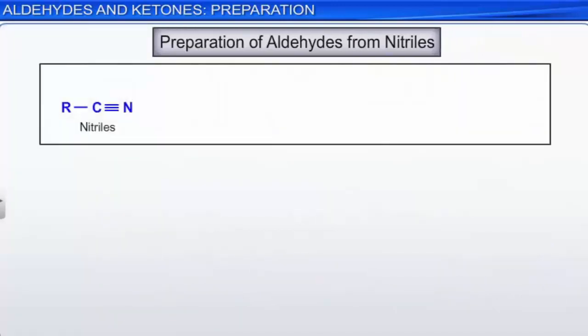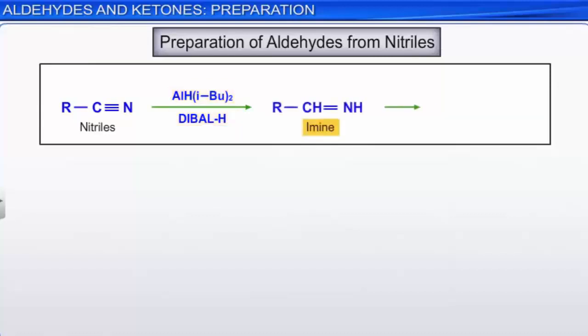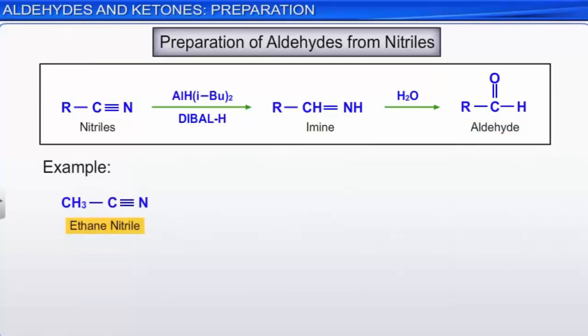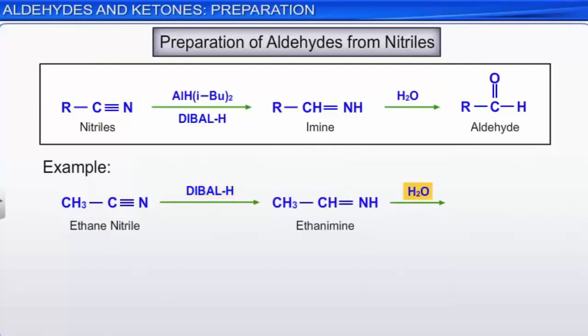Alternatively, selective reduction by diisobutyl aluminium hydride, DIBAL-H, to imines followed by hydrolysis also yields aldehydes. For example, ethane nitrile, on reduction in the presence of DIBAL-H followed by hydrolysis, yields ethanal.